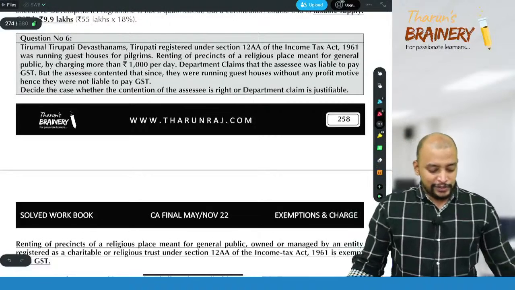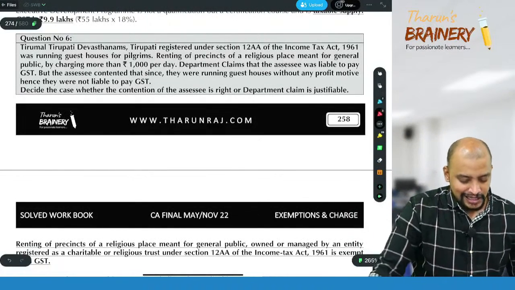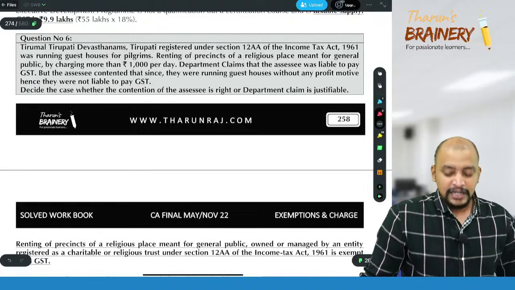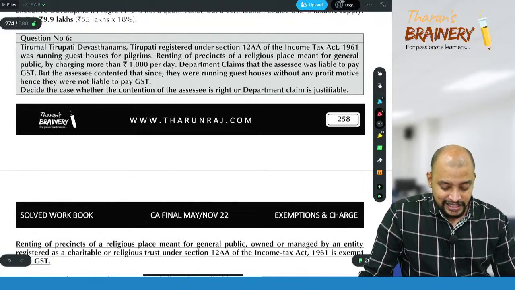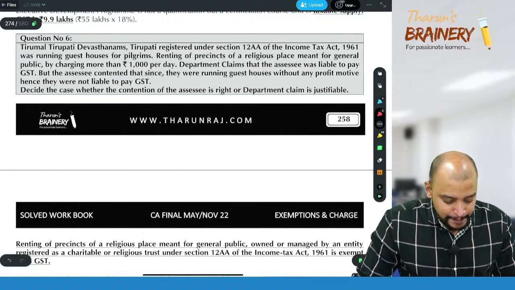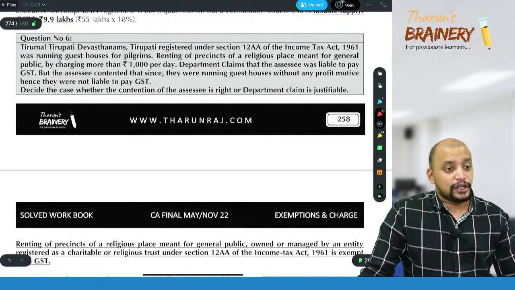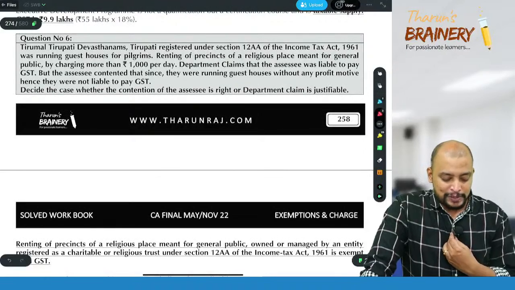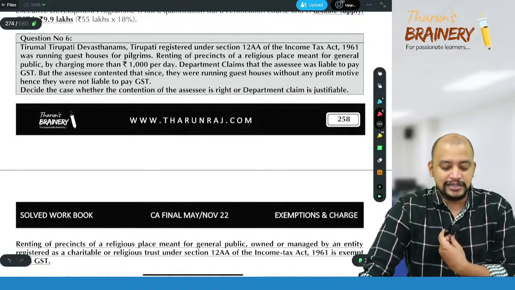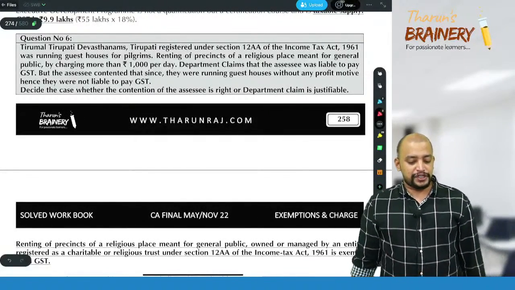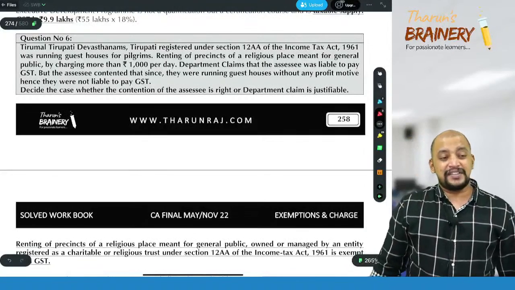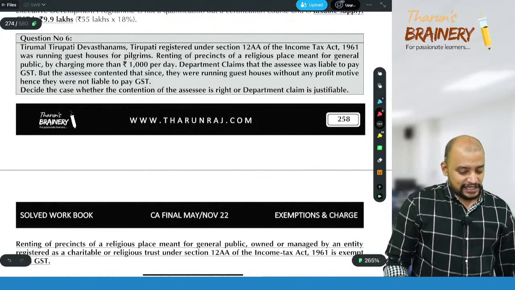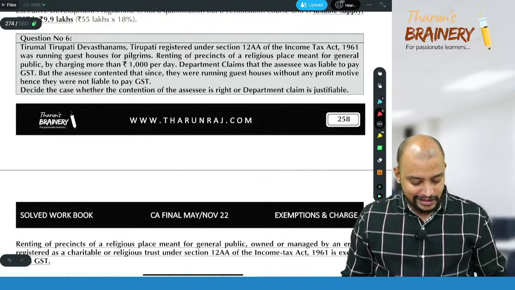Next one, Tirumala Tirupati Devasthanam, Tirupati, registered under 12A of the Income Tax Act, was running a guest house for pilgrims. Renting of precincts of the religious place meant for general public by charging more than 1,000 rupees per day. Department claims that the assessee was liable to pay GST, but the assessee contended since they were running guest houses without any profit motive, hence they were not liable to pay GST. Decide the case whether the contention of the assessee is right or not.